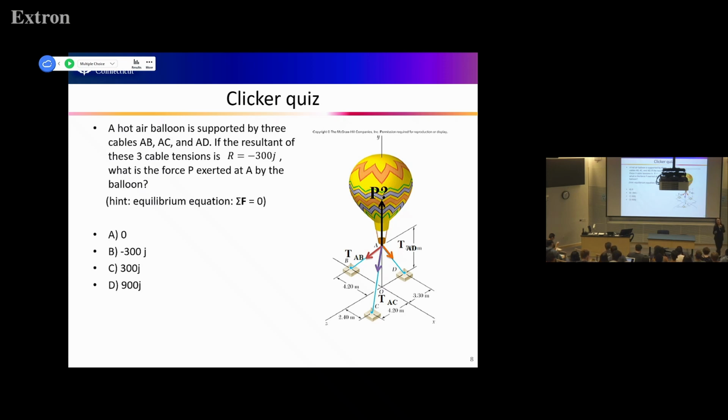Before starting, I'll explain the problem. There's a hot air balloon here supported by 3 cables, AB, AC, and AD. The resultant of these 3 cable tensions is R equals minus 300j, so in this direction. What is the force P exerted at A by the balloon? You are solving these equilibrium equations.